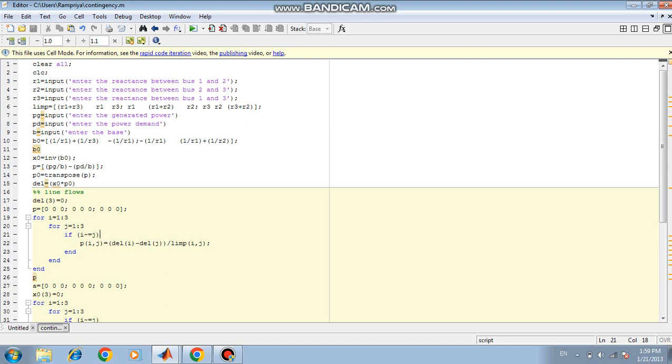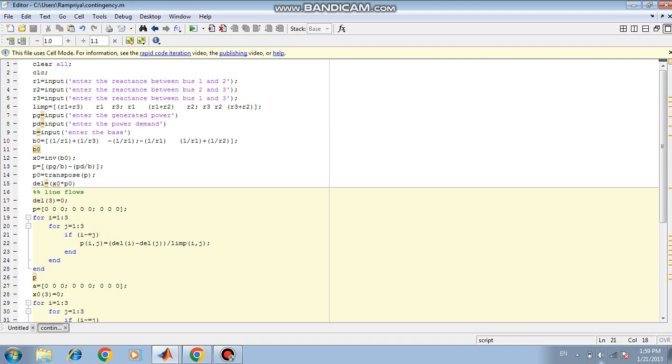Then you can find the del value: X0 into P0, where P0 is the transpose of P, and P is nothing but the PG. What is PG? That is the generated power divided by base value, minus, as it is a matrix, the next element, which is demand power divided by base value. Likewise you can find the P and you can find the del. From that, two del values will come. The third bus is the reference bus, so I have taken del of 3 as 0.